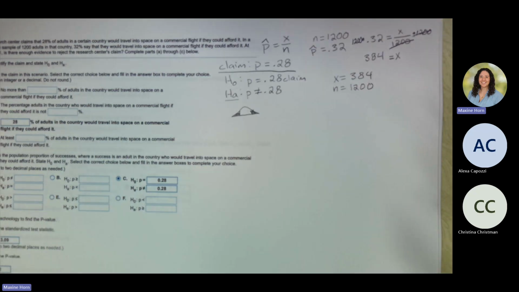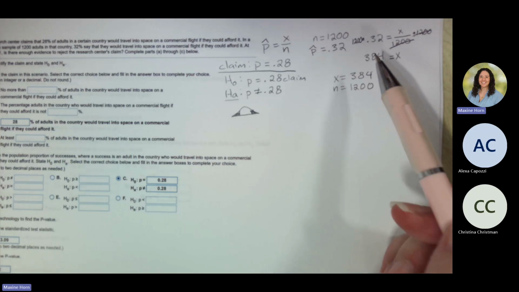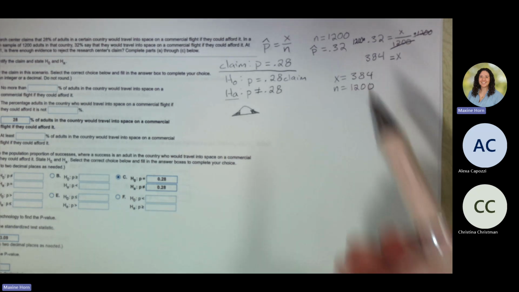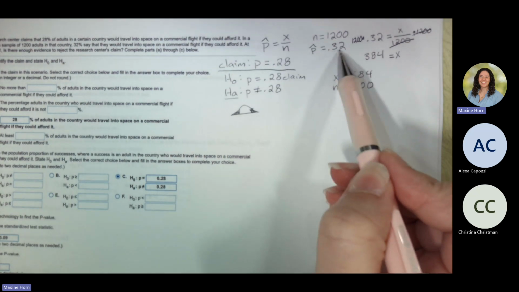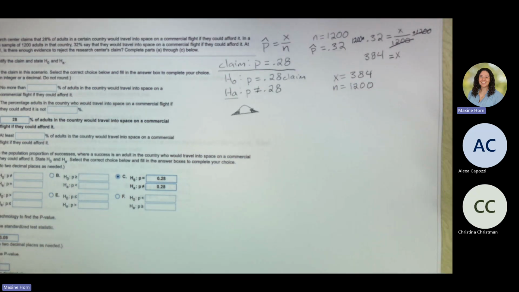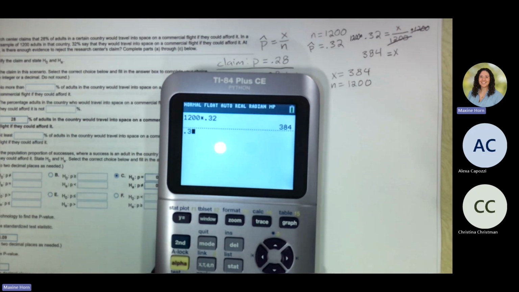Now that's how you would do it if you're not quite sure what's going on and you're just going to plug the numbers into the equation and then solve. But if you have a better understanding of what's happening, you can say, well, if it's 32%, then I just need to find 32% of 1,200 people. And how do we do that? 32% of 1,200 is 0.32 times 1,200, right?